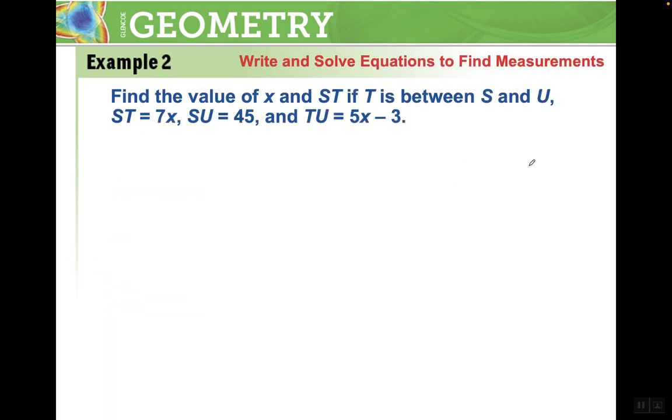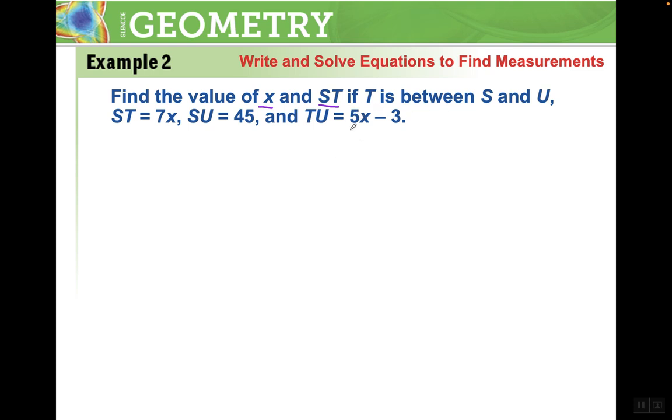Okay, here's where it gets a little bit, we're stepping up now a little bit in difficulty. You have to read and see what they want. So it says find the value of x and ST. Okay, so you're finding 2 values. And then it helps if you draw this out. I recommend drawing it out, but I'm very visual.